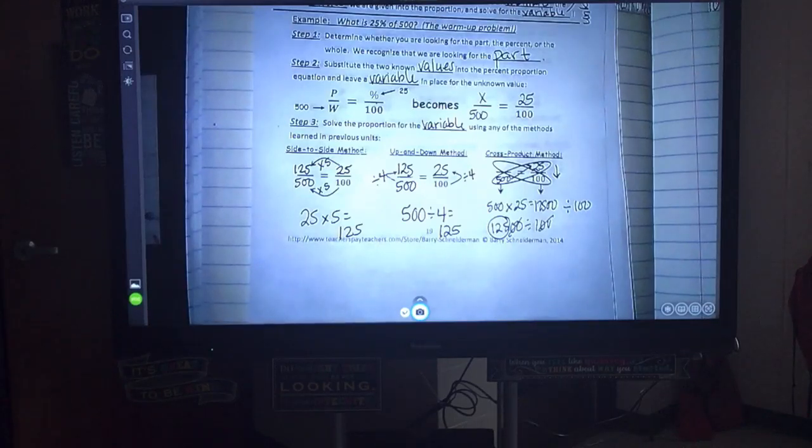Now, when you go into your practice problems today, you have to use one of those methods. You can use all of those methods. Like, if one problem works really well for cross product, fantastic. If the next one works really well for the side-to-side method, perfect. I want you to use the one that works the best for your problem. Okay? But you have to show your work. You have to show the setup. You cannot just go straight to 500 divided by 4. You got to show me how you're getting that.